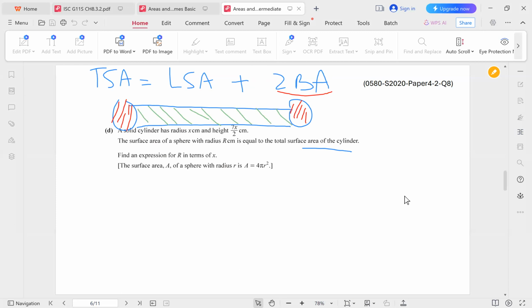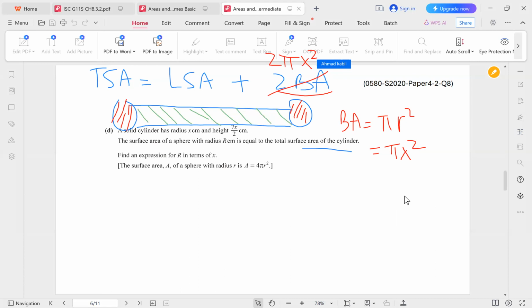What is the base area here? So the base area is the area of a circle. So we would just write pi r squared. We are given that the radius is x, so this would be pi x squared. And the 2 base area would just be 2 pi x squared.